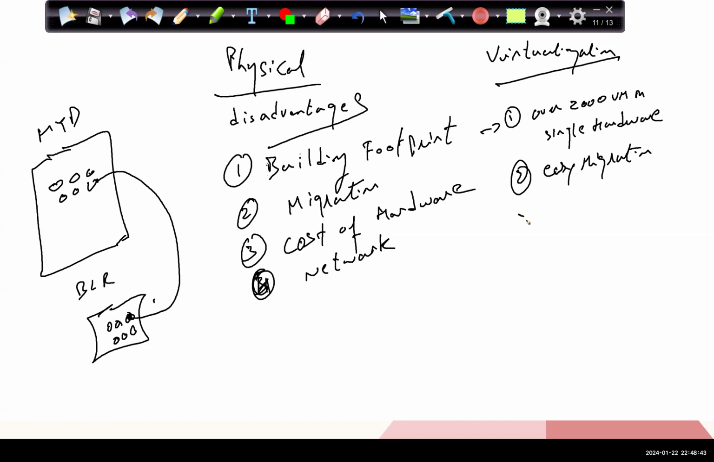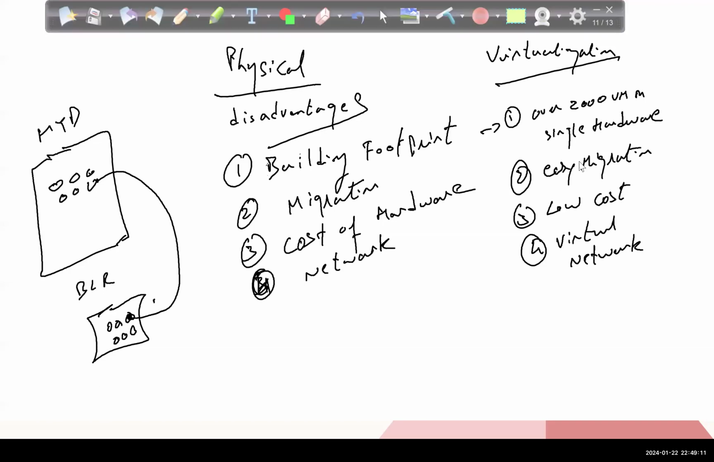Hardware cost is low. As I just gave you the example, a 4:1 ratio, so there is barely any hardware you're buying. For network connectivity, we have virtual networking. You don't need physical switches and routers anymore. Just one box is enough. So a huge amount of cost is saved with virtualization, right? So far clear? Okay.